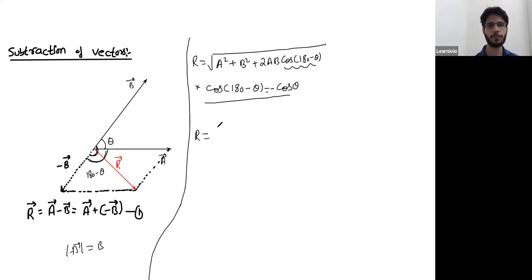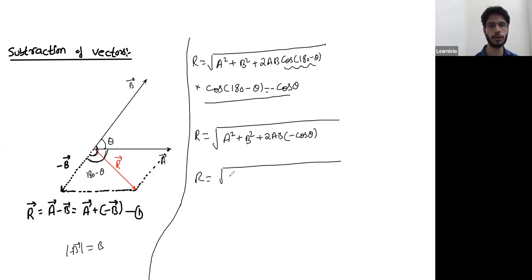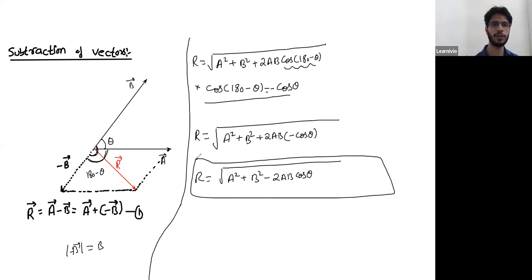You can say that the magnitude of resultant R is root over A square plus B square plus 2AB into minus cos theta. And the end result comes out to be root over A square plus B square minus 2AB cos theta. This is the magnitude of the resultant. It's A square plus B square minus 2AB cos theta.